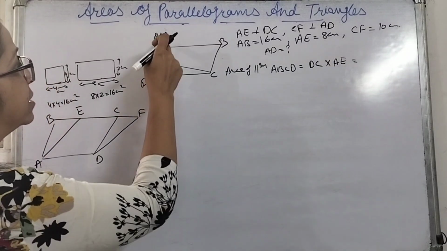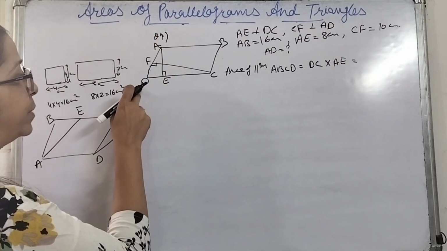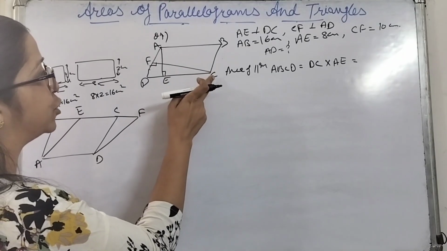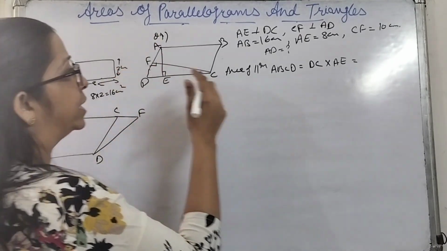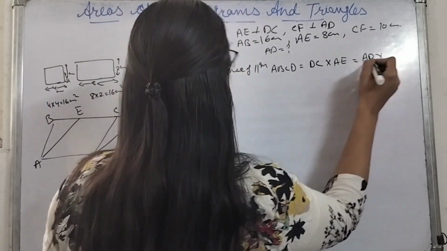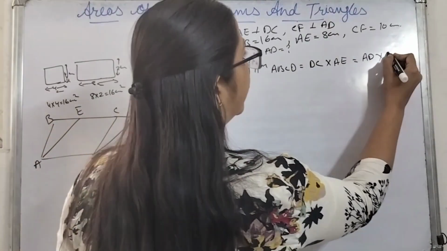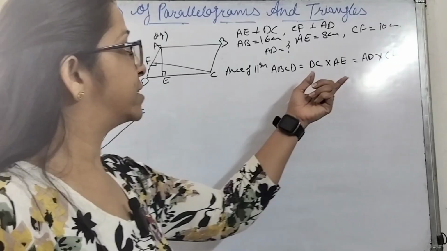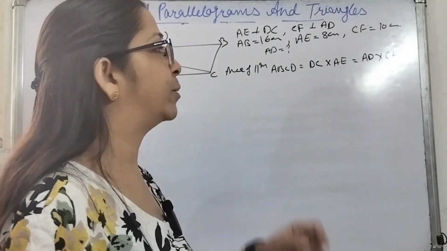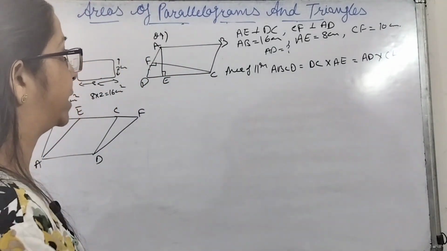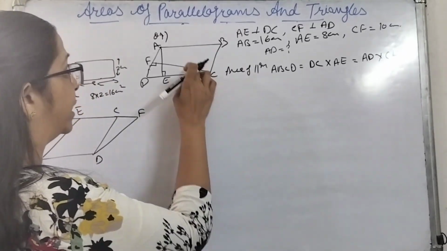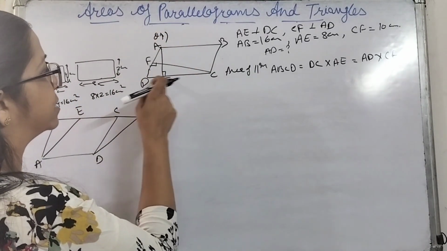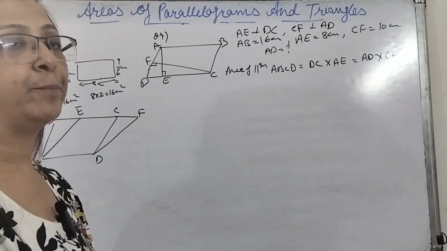And if I consider AD as the base, AD as the side, then the corresponding altitude will be CF. So AD multiplied by CF. In both cases, because it is the same parallelogram, the value will be the same, that will be the area of parallelogram ABCD. If I consider this as the side, then AE will be the corresponding altitude. If I consider AD as the side, then CF will be the corresponding altitude.